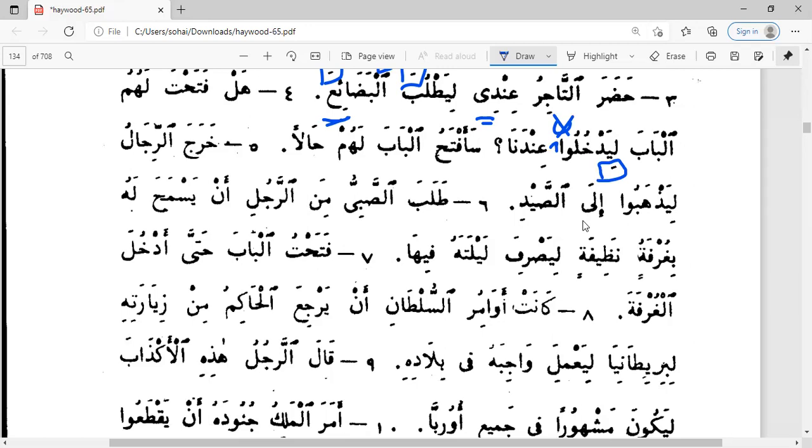So then it says sa'aftahul baba lahum halan. Hal means immediately. I will open the door for them immediately.